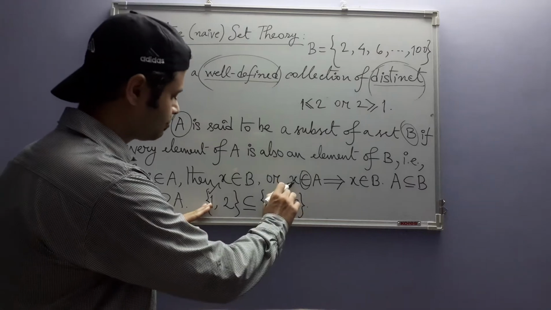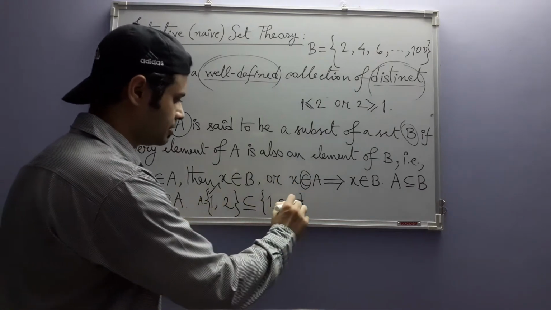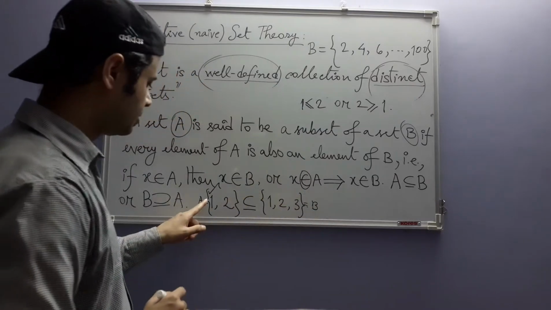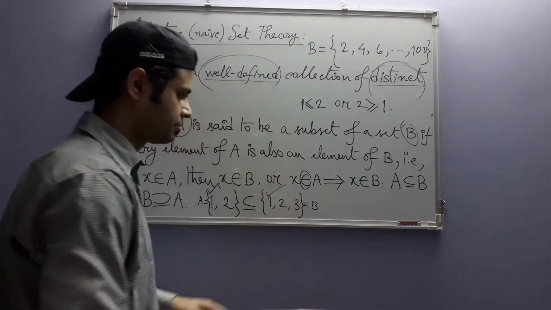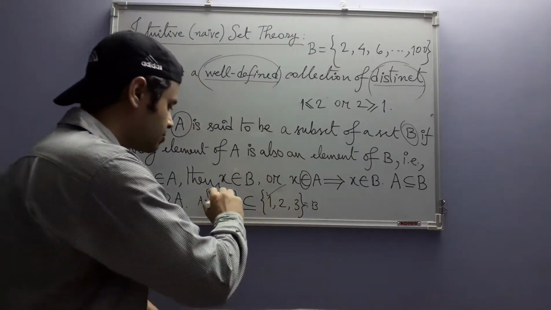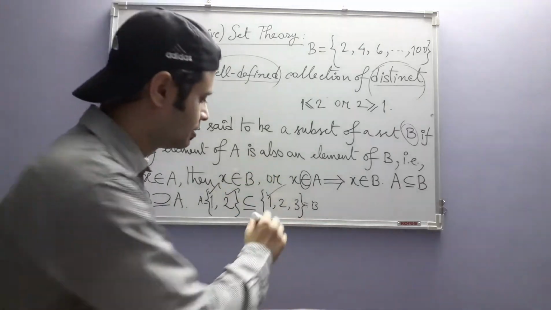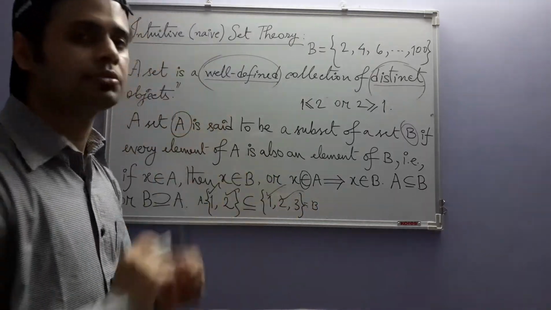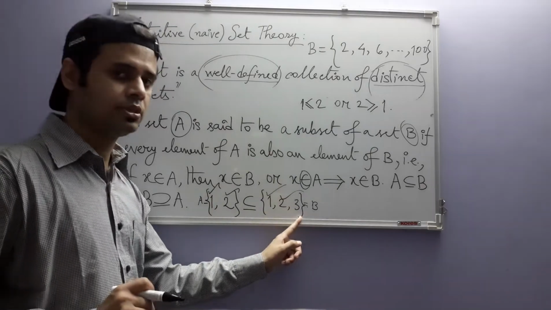That means in place of x now we have 1. X belongs to A. Suppose this is A and this is B. Whether 1 also belongs to B? Yes. Then next comes 2. 2 is in A. Is 2 in B? Yes. So A is a subset of B. Note that we do not have to bother about 3.